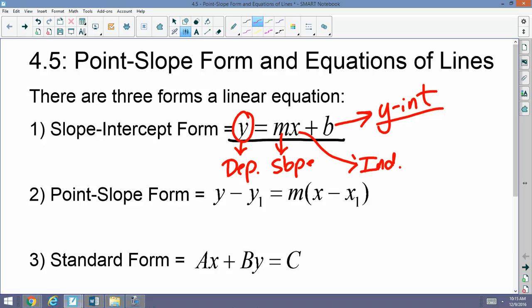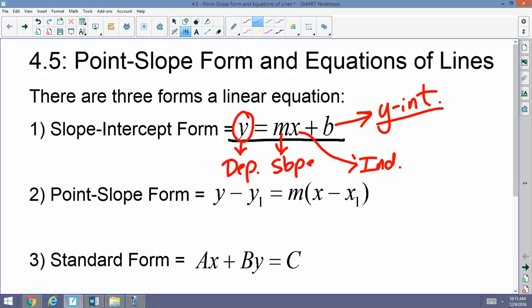Now, the reason why it's the best equation form to graph is because all you've got to do is identify the y-intercept, plot it, and then follow the slope both forwards and backwards, remembering always that regardless of if you're going up or down, if you have a rise or a fall, you always run to the right.